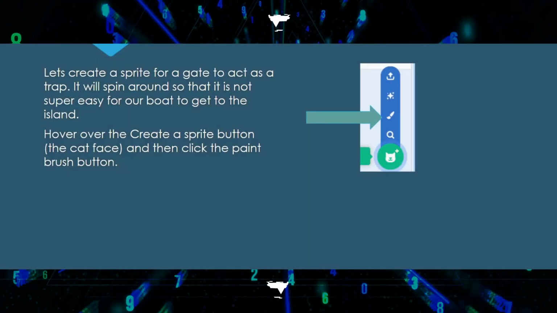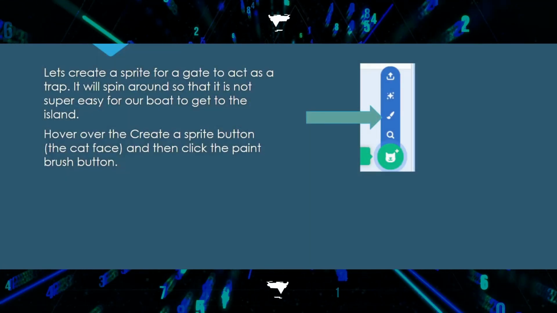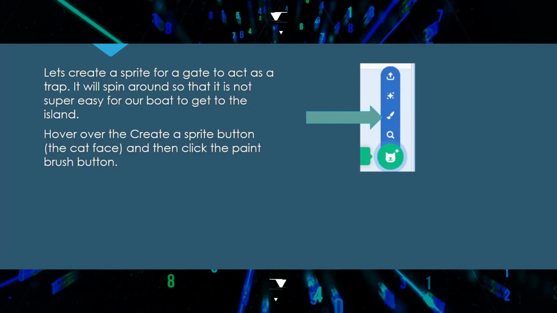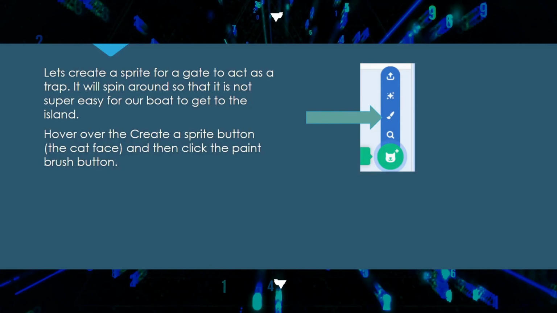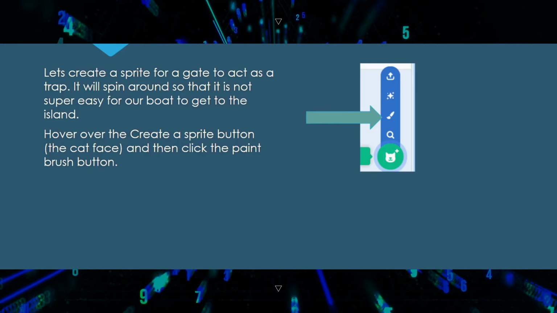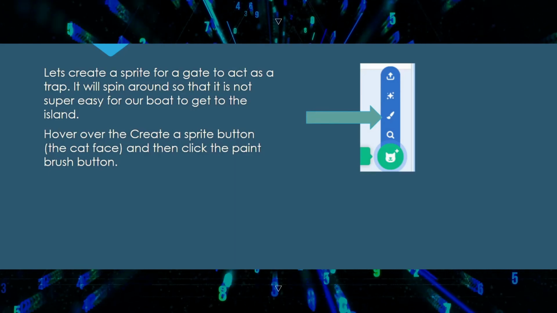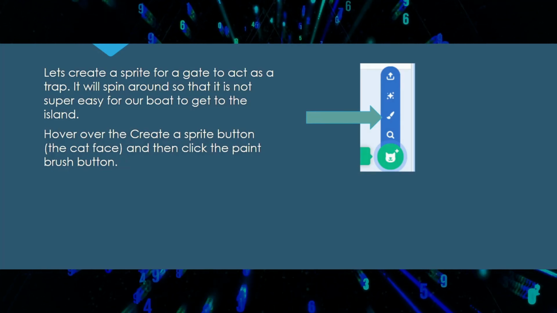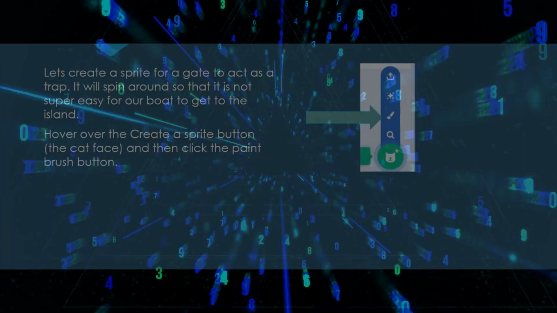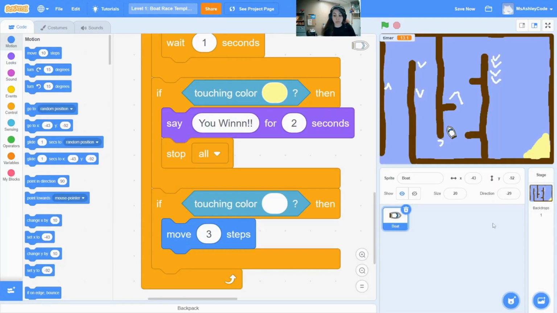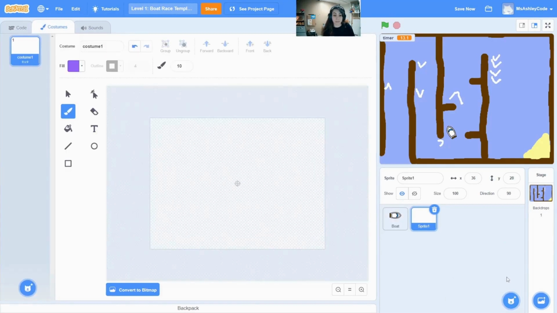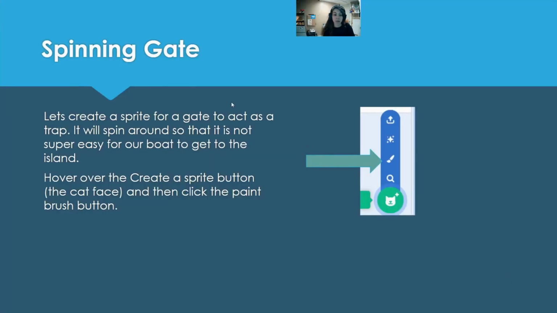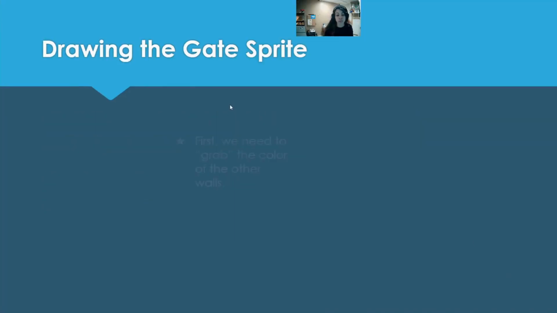Let's create a spinning gate to act as a trap. It will spin around, so it will not be super easy for a boat to get to the island. Hover over to the Create Sprite button, the cat face, and then click on the Paintbrush button. Hover to the right side of our Scratch editor, where we can choose a sprite, but instead, let's paint one. That way we can draw the gate sprite.